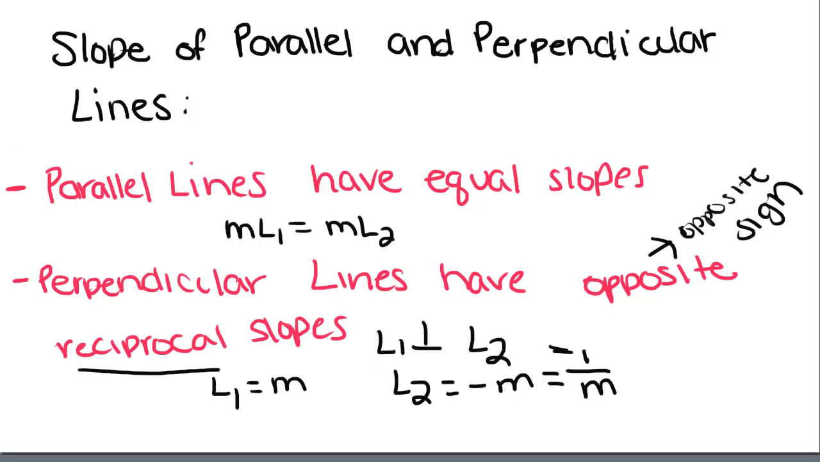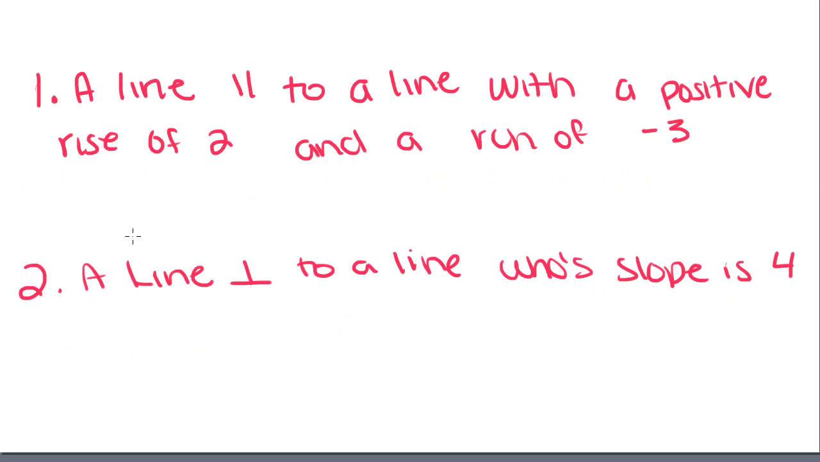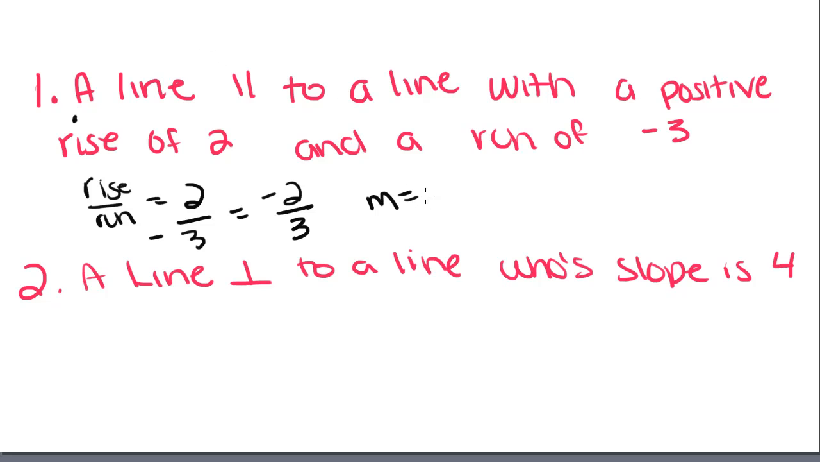I know that's a little confusing, so we're going to do some examples. So we want a line parallel to a line with a positive rise of 2 and a run of negative 3. So our formula is rise over run. So I have a positive rise of 2 and a run of negative 3. So if we want a line parallel to this line, we want it to have a slope of negative 2/3.